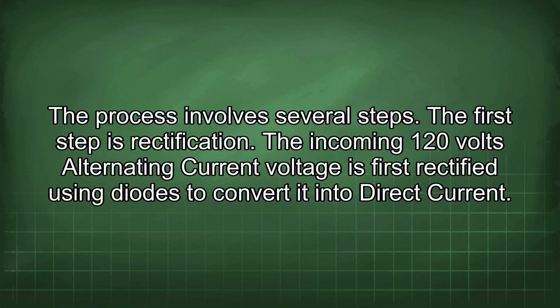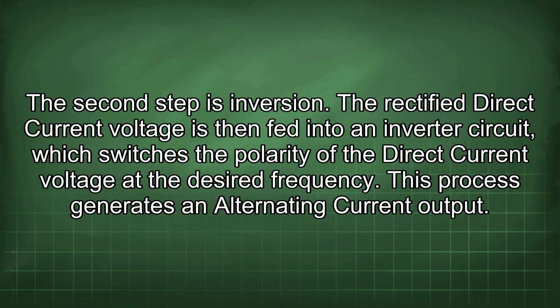The process involves several steps. The first step is rectification. The incoming 120 volts alternating current voltage is first rectified using diodes to convert it into direct current. The second step is inversion. The rectified direct current voltage is then fed into an inverter circuit which switches the polarity of the direct current voltage at the desired frequency. This process generates an alternating current output.